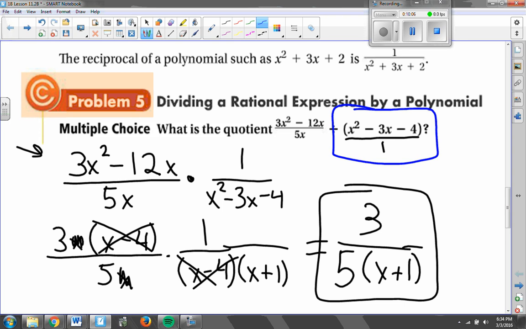So make sure that you're aware, if there's no fraction, turn it into one by putting it over 1, something over 1. If you have questions, please make a note to ask me in class tomorrow.